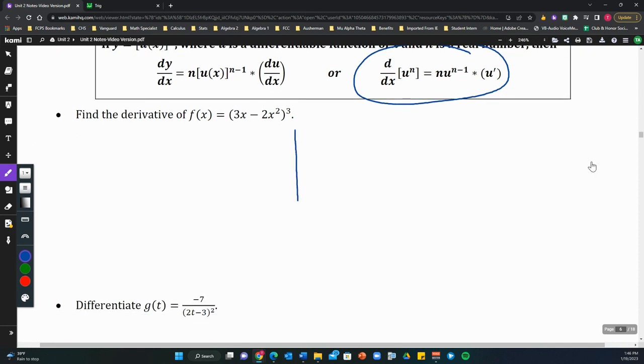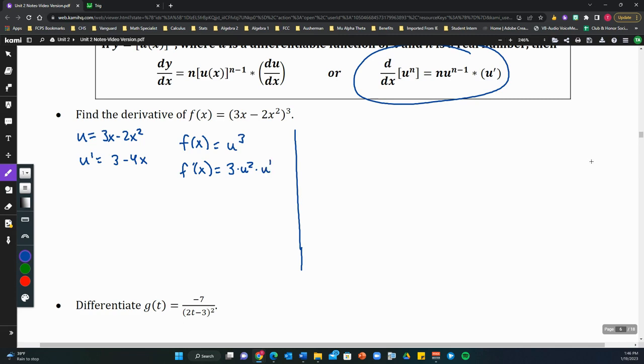So my recommendation is until you get really, really good at the chain rule, I still recommend that you identify u, find u prime, rewrite it, and do it all that way out. So I'm going to do that way first. Okay. So u in this case inside would be 3x minus 2x squared. U prime would be 3 minus 4x. The function can be rewritten as u raised to the third power. So then its derivative, f prime of x, would be 3u squared times u prime.